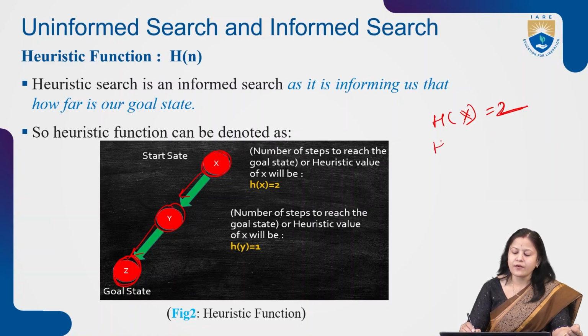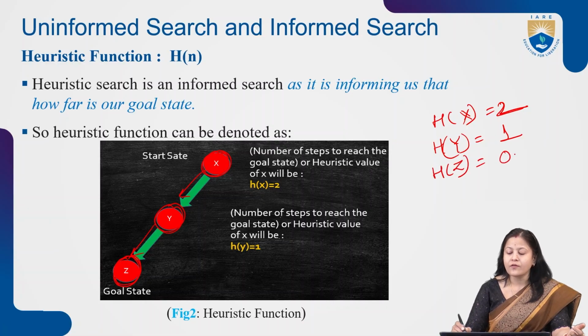Now similarly I can write h of Y. What would be the heuristic value of Y? How many steps are required? From Y to Z it would be 1. Right? And what can I write for h of Z? Because it is the goal node, there is no heuristic value for any goal node. It is considered as 0. So here h of X is equal to 2 means 2 steps are required from X to Z. So it is always considered as the straight line distance from the starting node to the goal node. And similarly h of Y requires only 1 step to reach the goal node.